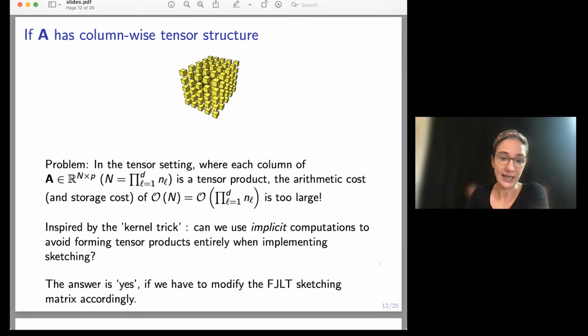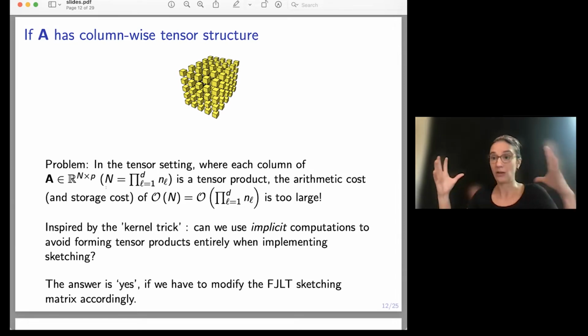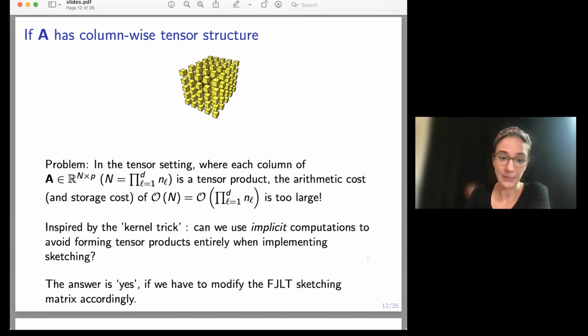And instead, can we do the sketching implicitly, mode by mode, so that the sketching, storage, and arithmetic cost scales linearly with just the size of the largest factor, little n, rather than the product of the factors, big N? And the answer is yes, if we carefully modify the fast Johnson-Lindenstrauss sketching matrix in accordance with the tensor structured input.